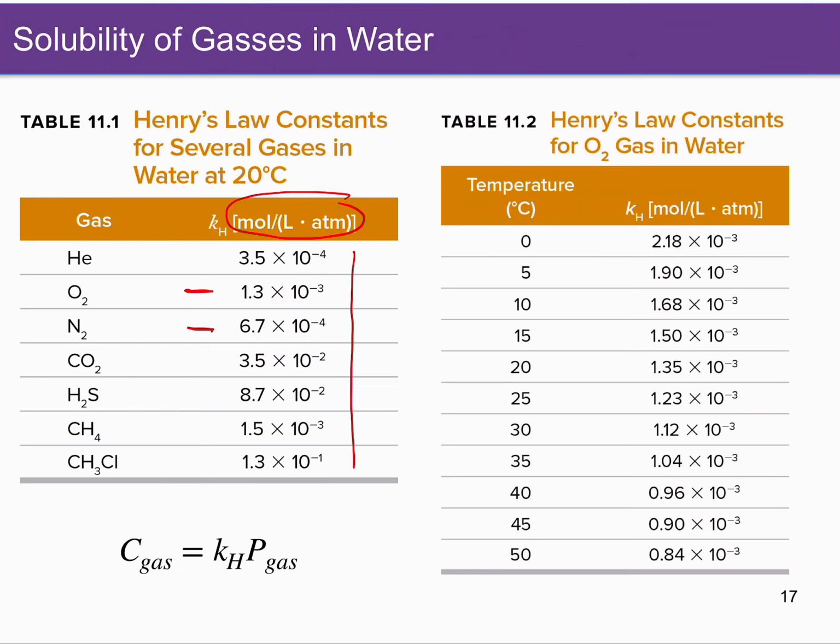And if you look at the other table here, this is showing oxygen and how Henry's law constant changes as the temperature increases. What you can see is that Henry's law constant decreases from 0 degrees Celsius to 50. And again, that just basically means that as the temperature increases, less oxygen can be dissolved in water.